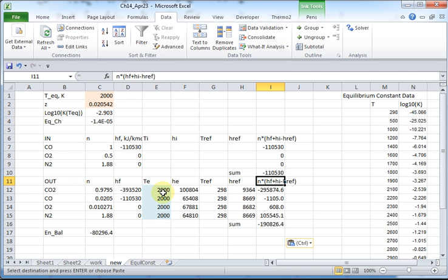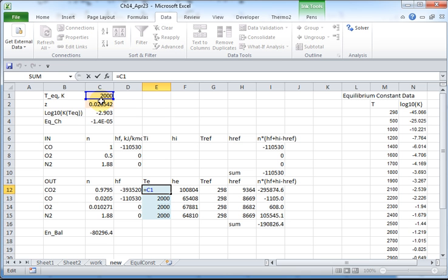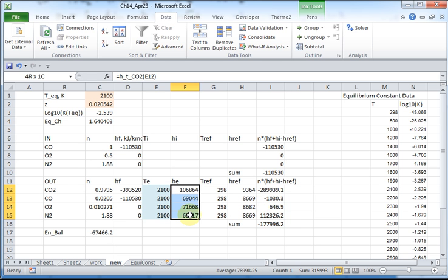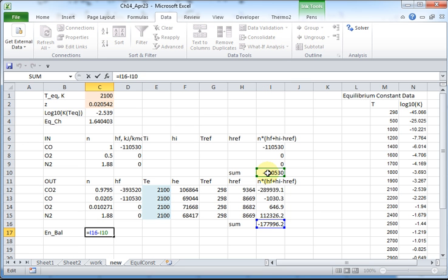This exit temperature, though, is the equilibrium temperature that I pick. So notice that I color-coded this blue. If this changes to 2100, these all change. These enthalpies all here change. Look at a couple of them. This is enthalpy of CO2 as a function of temperature using that 2100. Okay, so then for an energy balance, it's the sum, this minus that, true? Or products minus reactants.